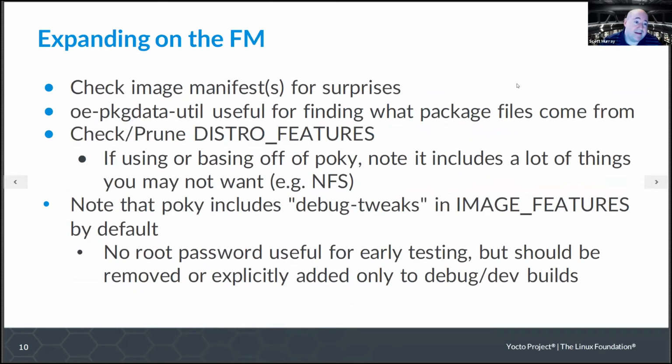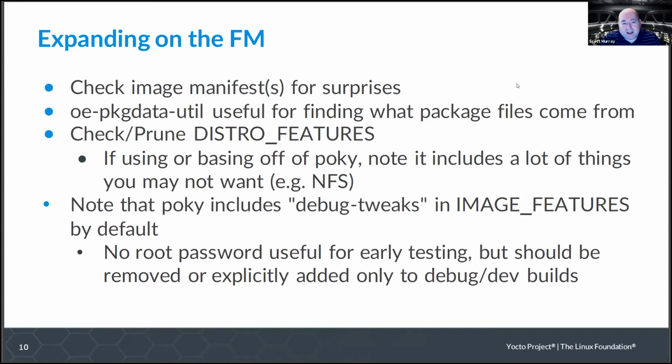So expanding on that, the things I typically start off with, I mean, you want to reduce your attack surface. So an easy starting place is to check your image manifest to see if there's stuff in your images you don't expect. And you want to try and prune that down to just the bare bones of what you actually need for your product in the images, to avoid surprises, basically.